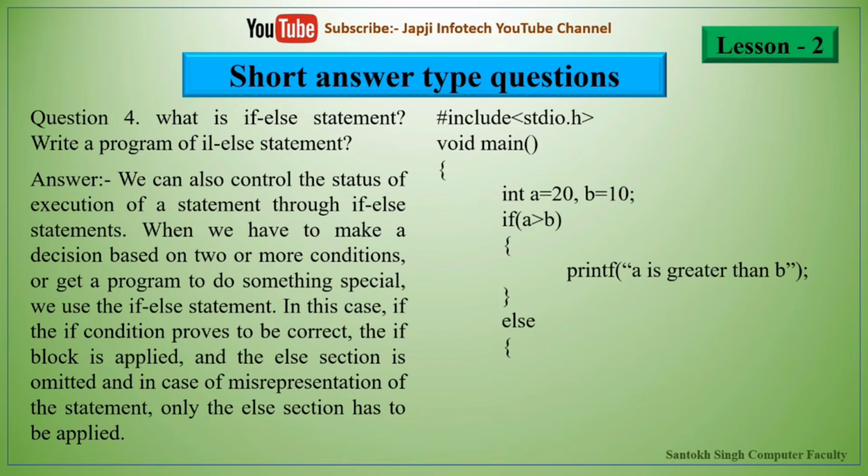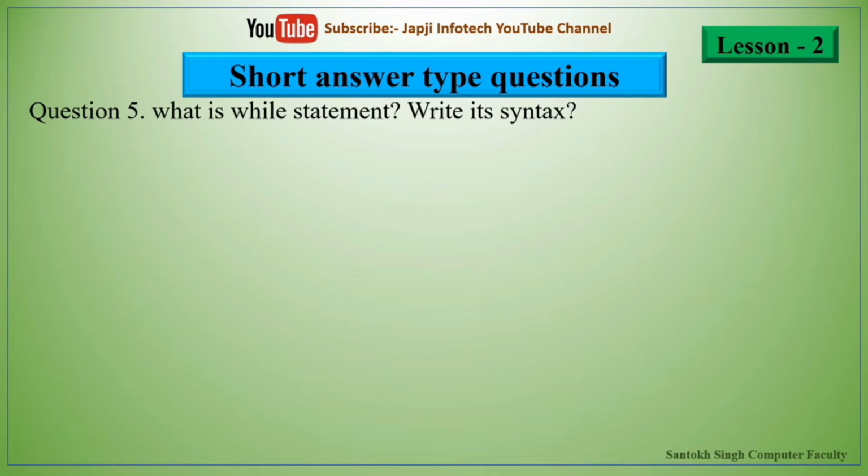So as you see in the program, this program is about if A is greater than B, then it prints A is greater than B. And if A is less than B, then it executes the else block, which prints A is less than B.